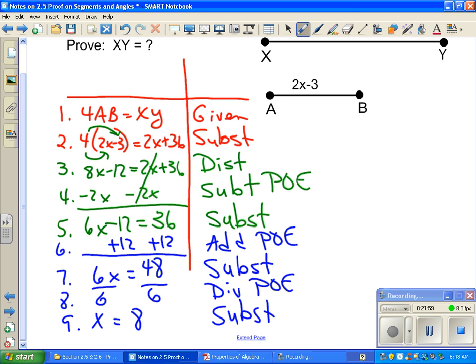So as you can see, every time I said division, I said substitution. Adding said substitution. Subtracting said substitution. We always substitute right after we add, subtract, multiply, or divide. So these are your examples for segments.